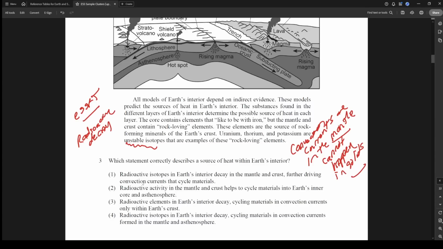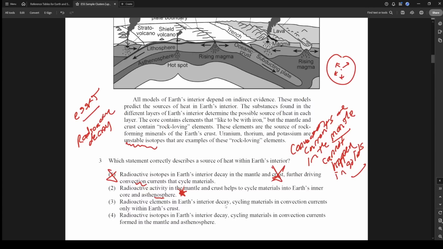Since number one says convection currents are happening in the crust, this is wrong. So one's out. Number two, radioactive activity in the mantle and crust helps to cycle materials into the Earth's inner core and asthenosphere. Heat is radiating out generally from the inner core, and it's not really going back into it from radioactive decay, maybe a little bit. The asthenosphere is a possible answer here, so this is not totally wrong. It's weird, but not totally wrong, so we're not going to cross that one out.